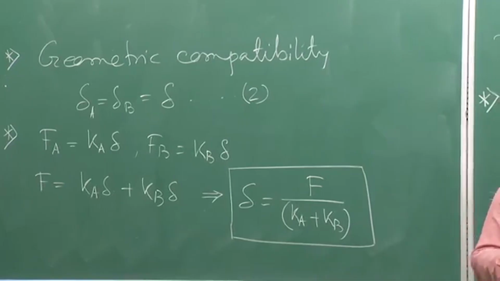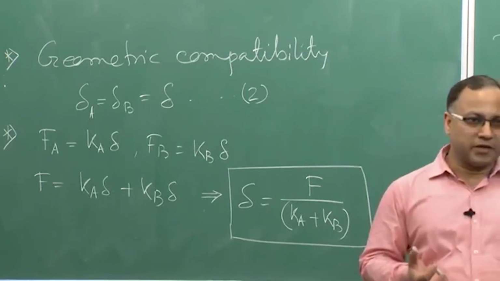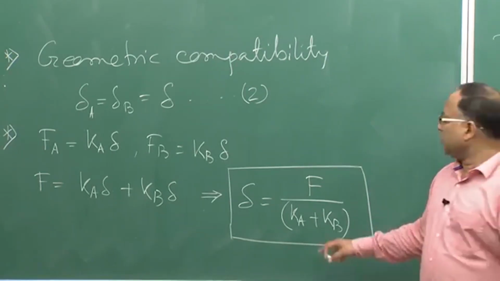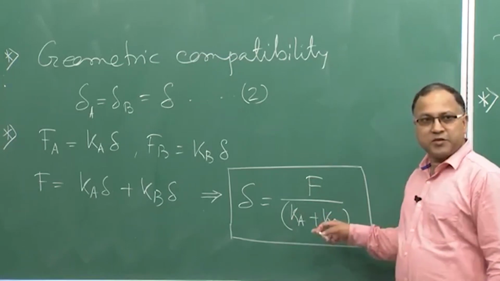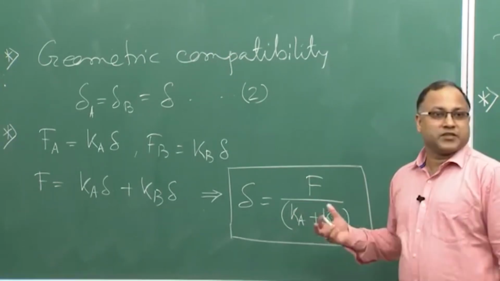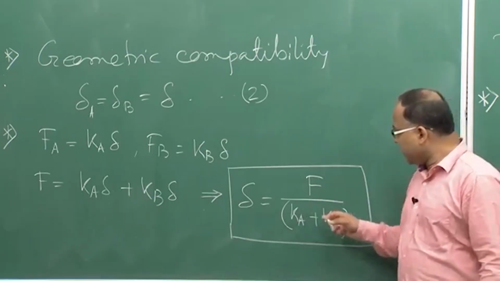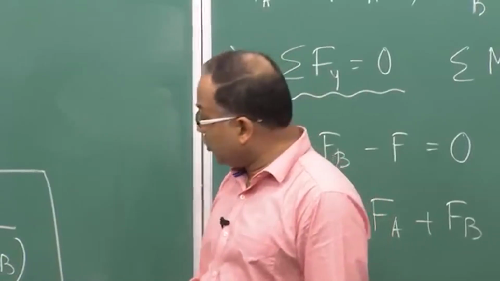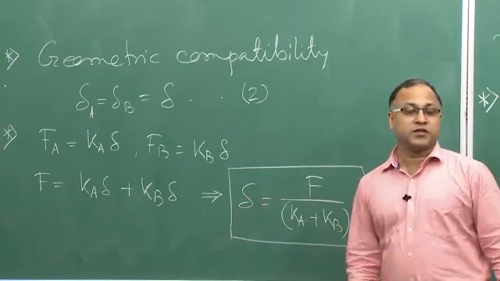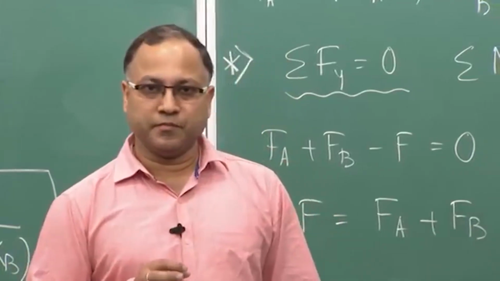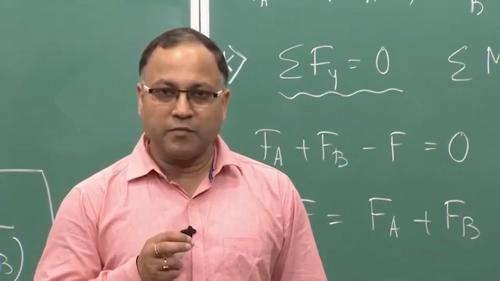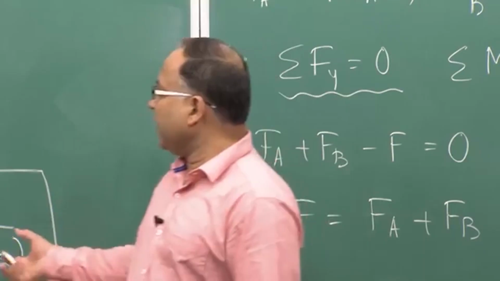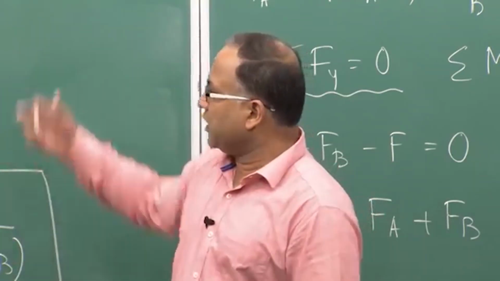The spring constant is nothing but the inherent property of the spring. If you know the property of the spring, that means the strength of the spring, that is K A and K B, then you can find out how much deformation will be happening in the system, that is delta. And the same deformation will be happening in the spring as well, because as per the second step.